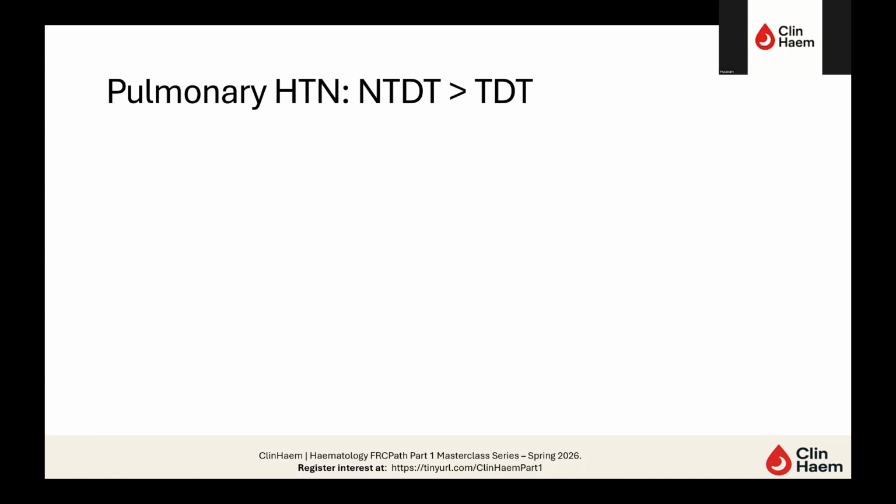a pulmonary hypertension. Sorry, somebody's asking me how do I join. They just messaged me. Give me a second. Just send them the link.